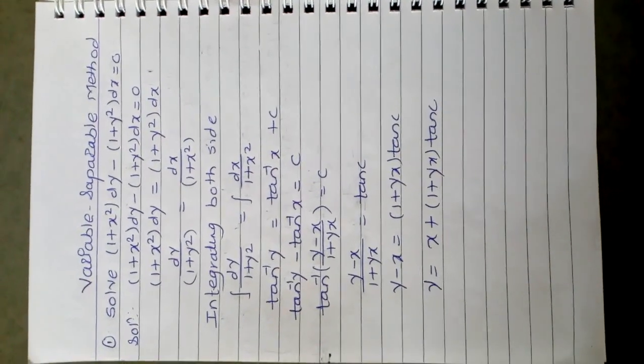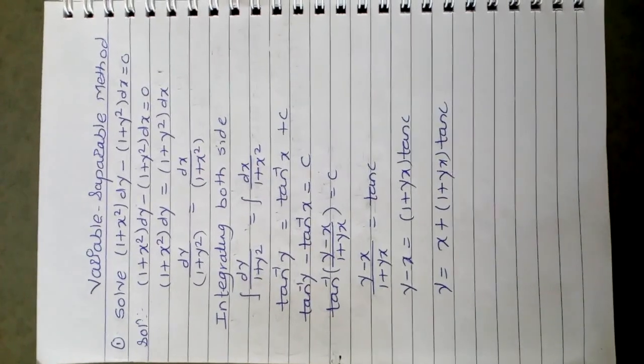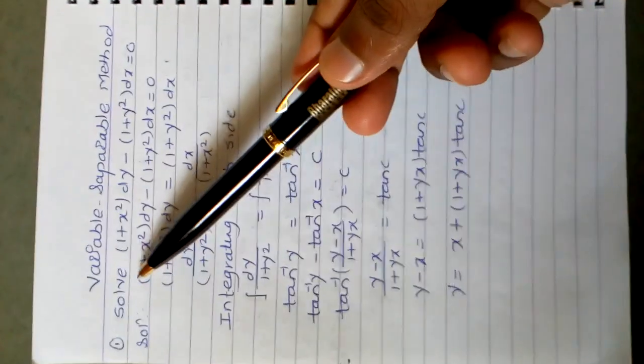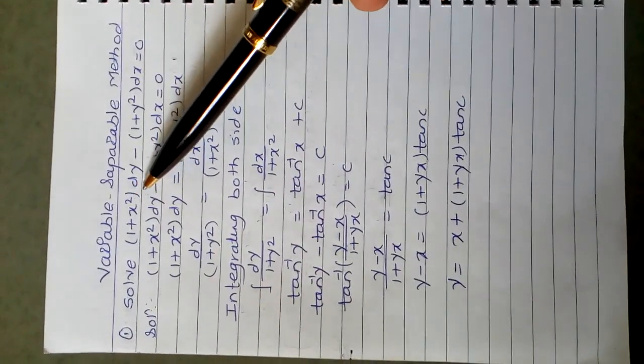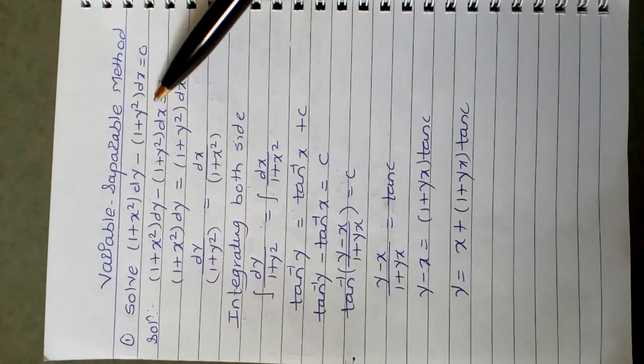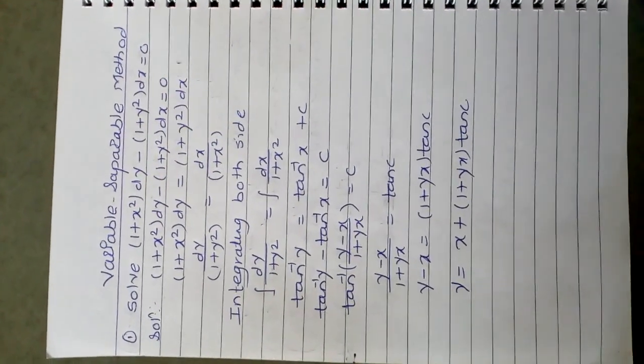Hello friends, today we are going to discuss the variable separable method of differential equations. Let us see the first example. Solve (1 + x²) dy − (1 + y²) dx = 0. We have to solve this equation by the variable separable method.